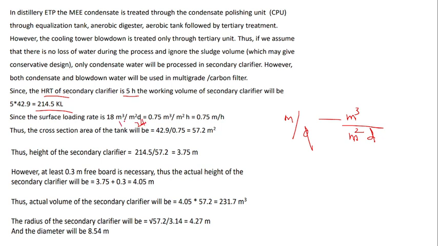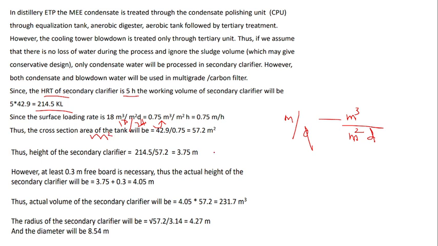So 18 by 24 will give you 0.75 meter cube per meter square hour. It is nothing but 0.75 meter per hour. Okay. So the cross section area of the tank will be... So what is the cross section area? The cross section area is given in meter square.